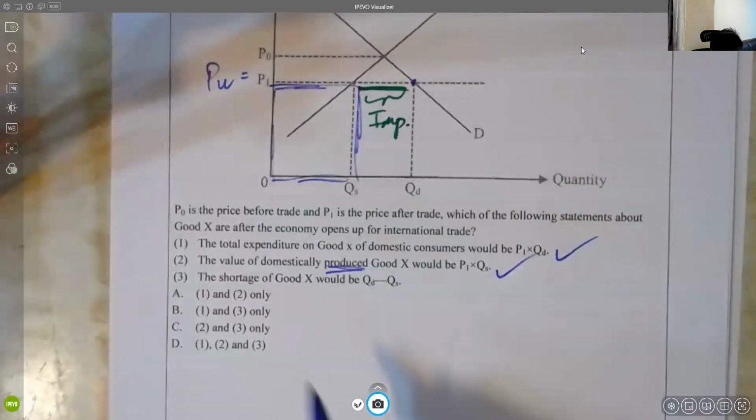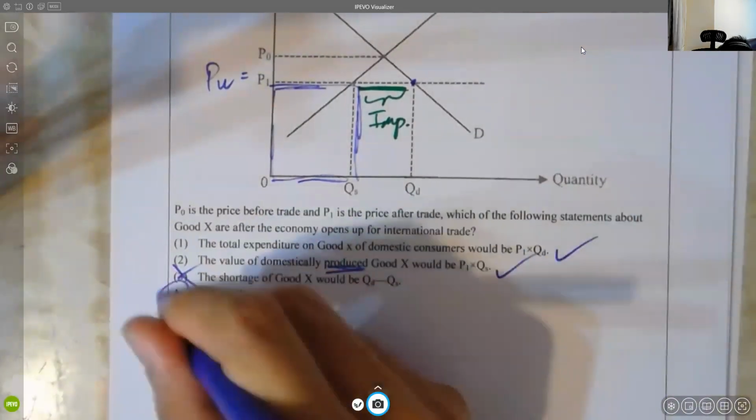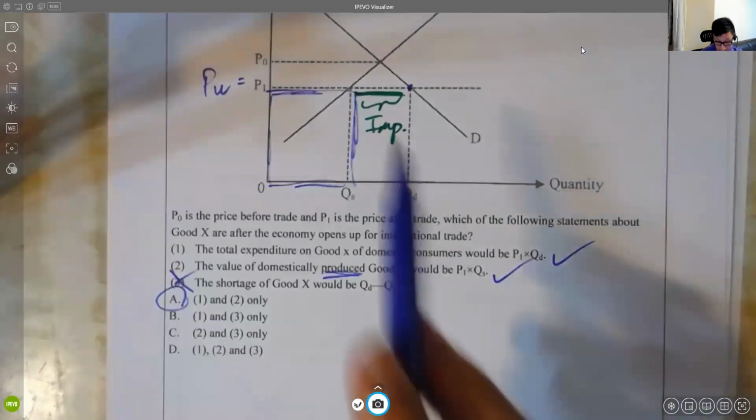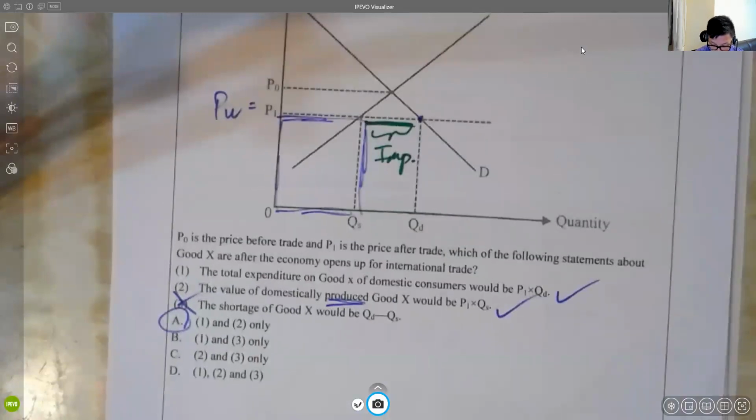Okay? Also true. Shortage. Where do you see a shortage? No. Where is the shortage? This is an import, not a shortage. All right? So, one final question, and then I give you some tips, and then we are officially done with our DSE syllabus.